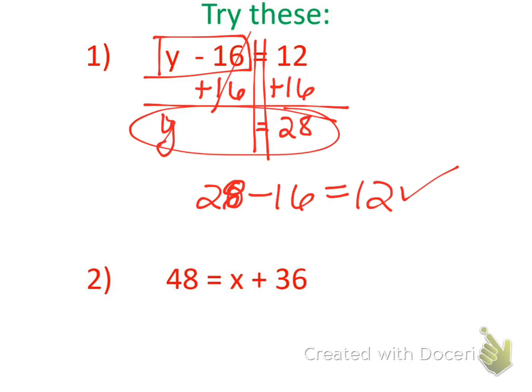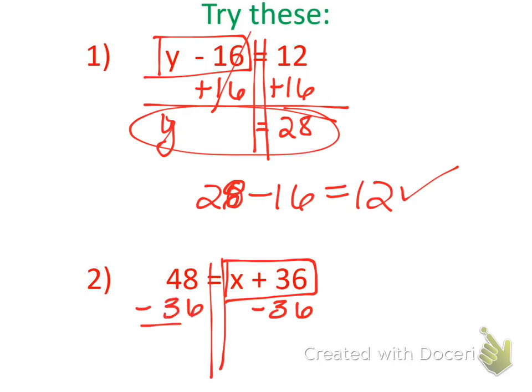48 equals x plus 36. So box the x, line up the equal sign. What are we going to do? What's our operation? Subtracting. It's addition now. We're subtracting. So we subtract 36 from this side and also from that side. That goes away. And we have 12.